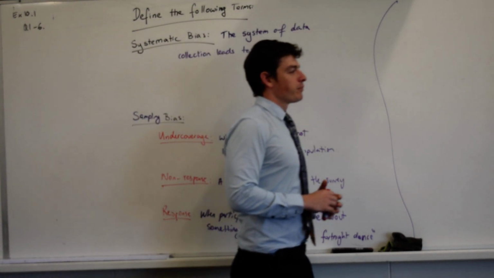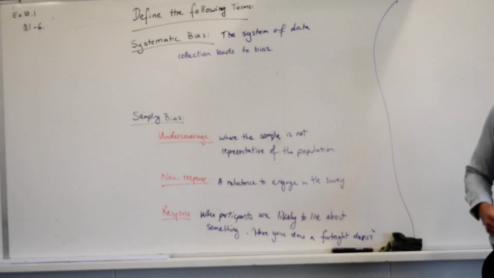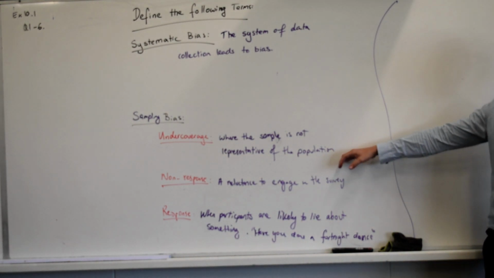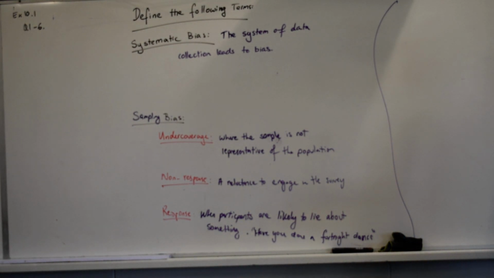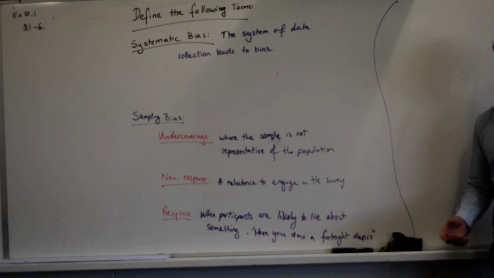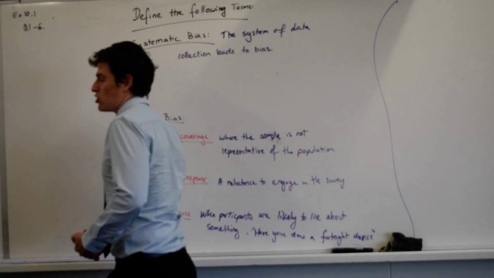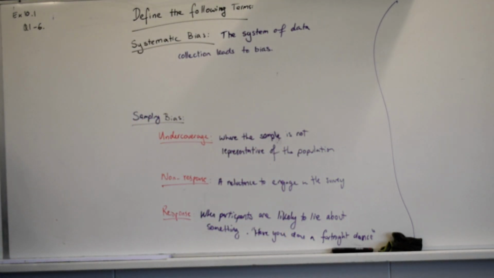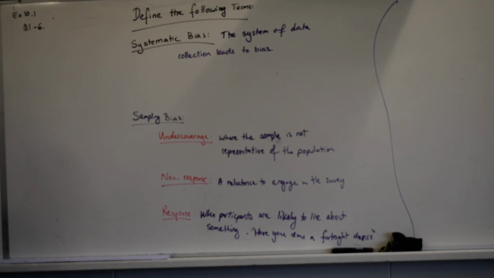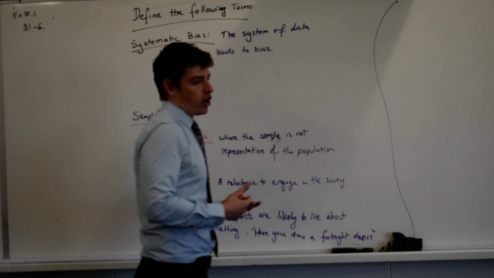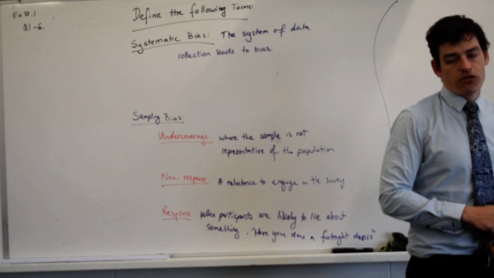So, the point I'm trying to make is undercoverage. Undercoverage is where our sample doesn't represent our whole population. We get that. Non-response is where people don't engage because they're time-poor or don't see the value. And response is where you are likely to lie about the outcome of the survey. You don't want to tell the truth, or you're likely to tell an untruthful answer.